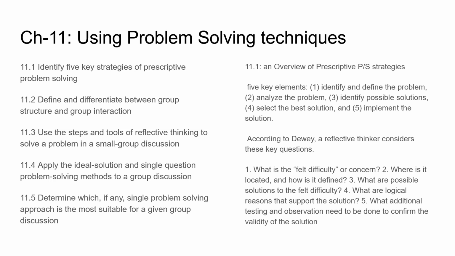And what are the logical reasons that support that solution? So maybe cost benefit analysis, and what additional testing or observation needs to be done to confirm the validity of the solution. So we don't just assume that these different solutions work. We can test them, make some observations. What happened in the past? What do the medical doctors think, what's their expertise? Again, remember, expertise always rules decisions. So again, what do the medical doctors think, especially orthopedics experts, joint experts, right?